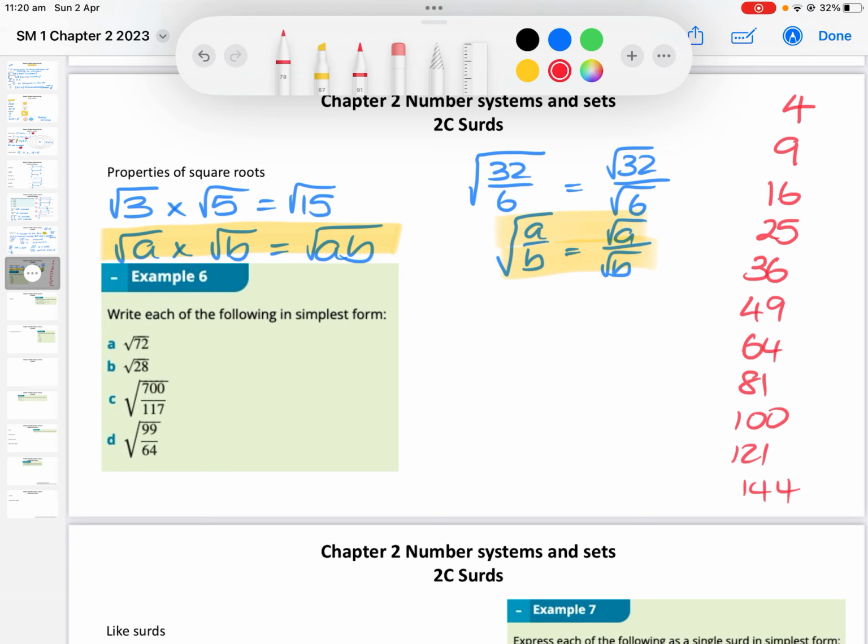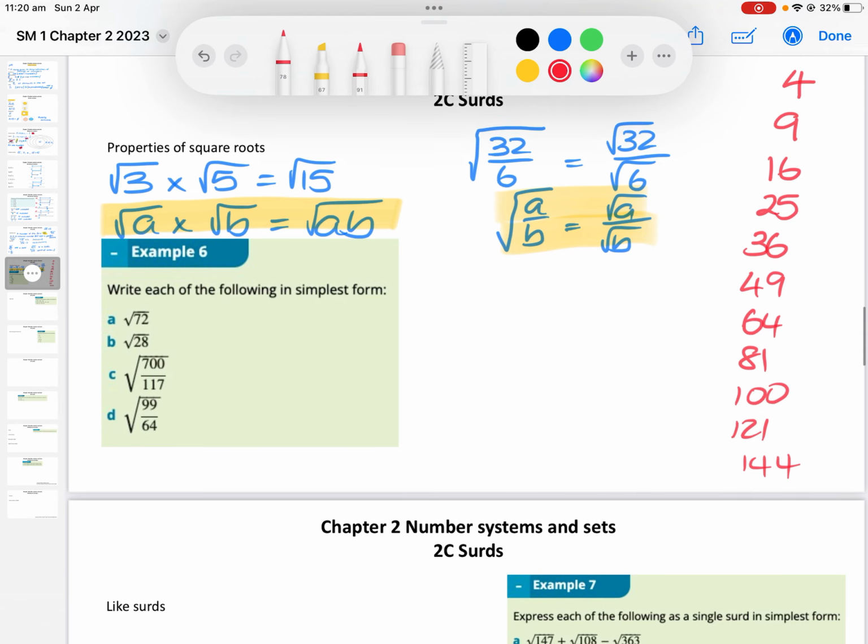So whenever you're going to do some sort of assessment, if you list your perfect squares down the side, that's the number that we're looking for that goes into 72. So the first I'm thinking 72 can be written as 36 times 2, or square root 36 times square root 2. Square root of 36 is 6. So that can be written in simplest form as 6 root 2.